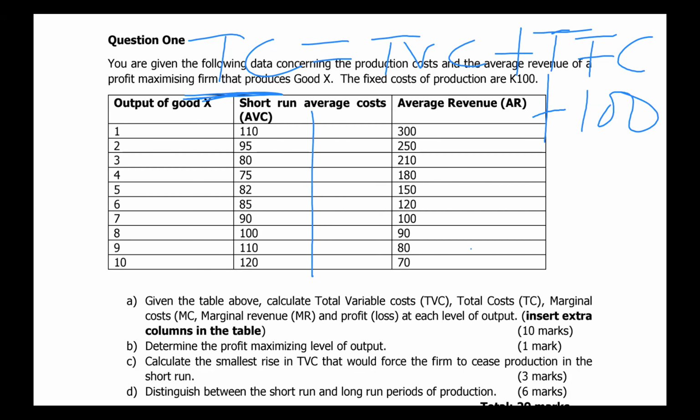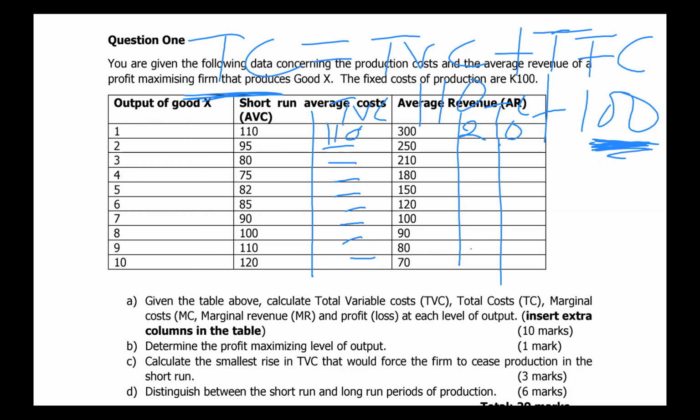Those figures you are finding here, like for example, the first one we had the 110 here. You just say 110 plus this fixed cost. Variable cost is 110 here. Plus this, it gives us 210. That will be the column for total cost. In the total variable costs column, these numbers, you just add to them 100, which is the fixed cost.